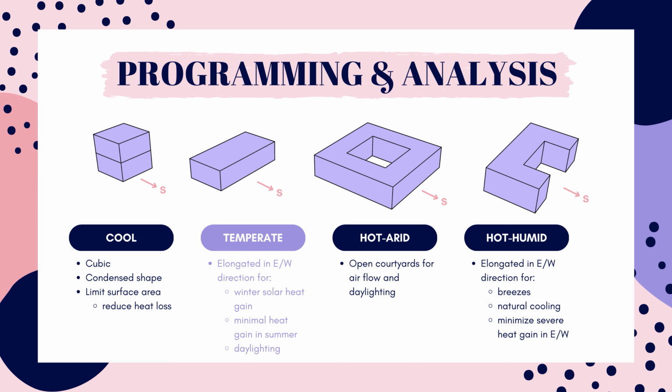For cool buildings, you want to keep the footprint tight and limit the surface area so there's less heat loss. For hot and arid, you want open courtyards to keep air flowing. And for hot and humid, you want the building to run east to west so that they can capture cool breezes and minimize severe heat gain during the sunrise and sunset.